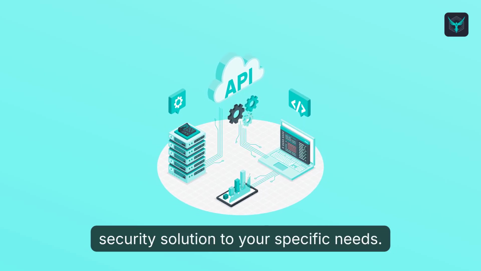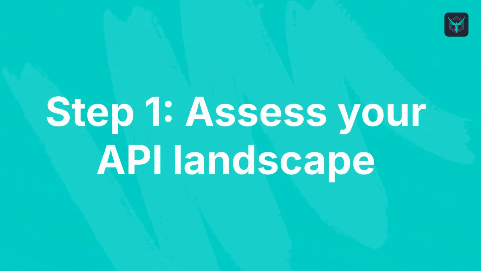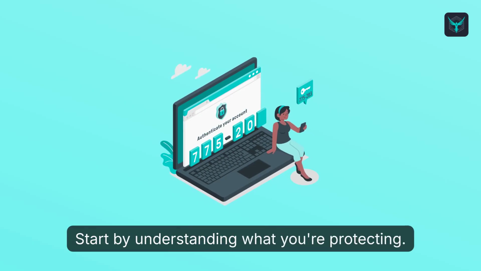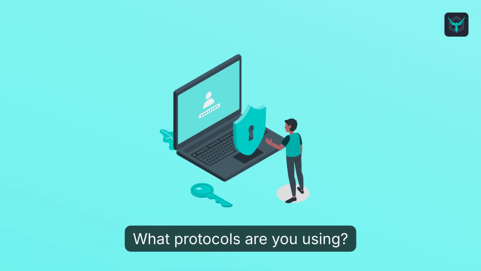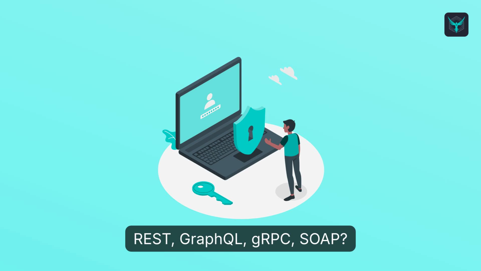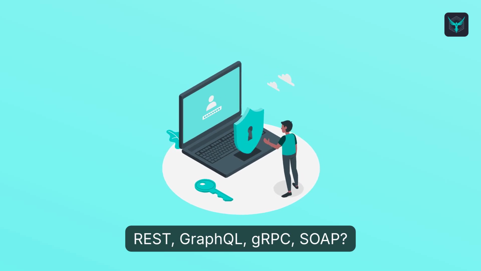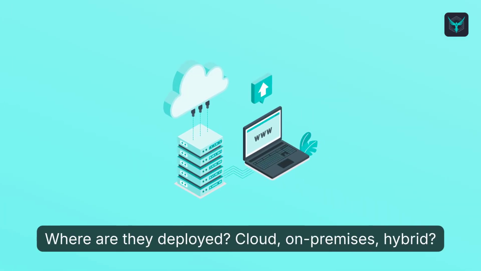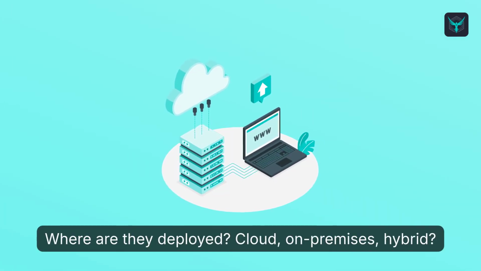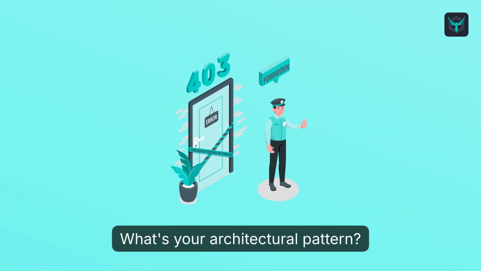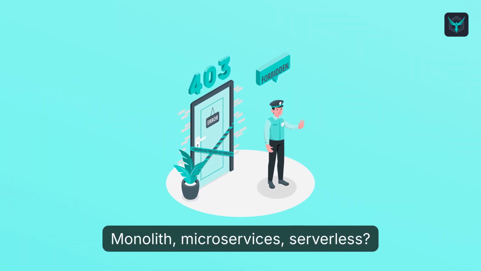specific needs. Step 1. Assess your API landscape. Start by understanding what you're protecting. What protocols are you using? REST, GraphQL, gRPC, SOAP? Where are they deployed? Cloud, on-premises, hybrid? What's your architectural pattern? Monolith, microservices, serverless?